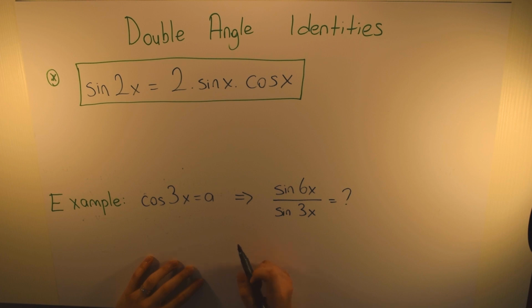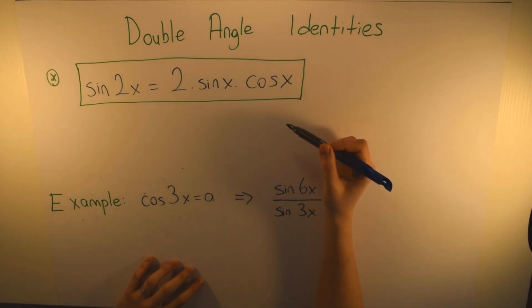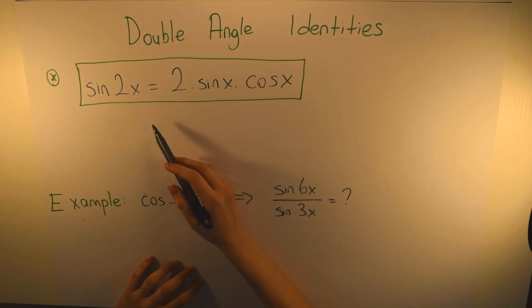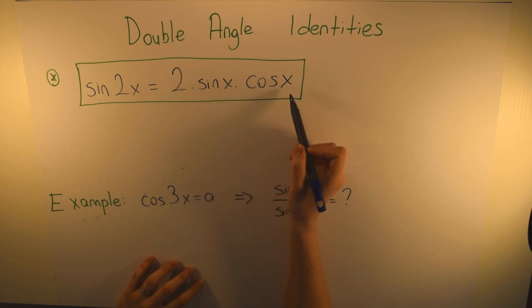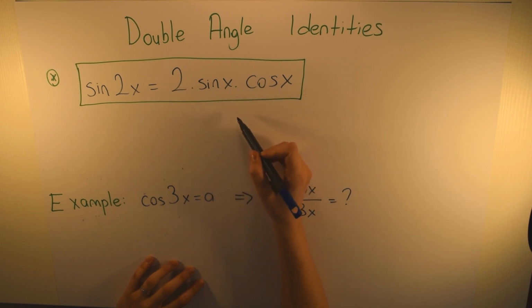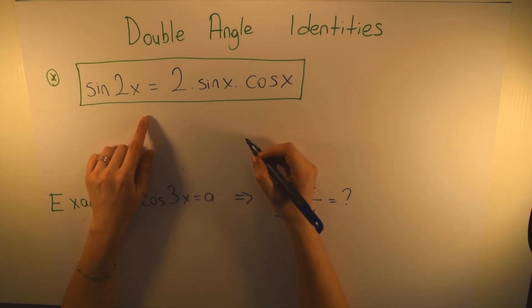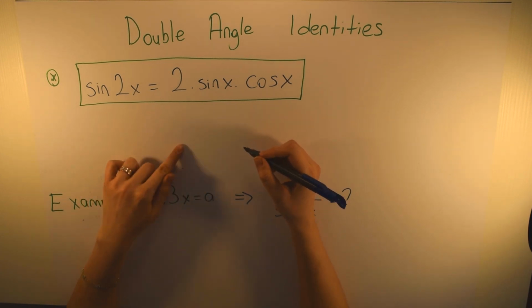Let's continue with another important topic, which is double angle identities. Here let's start with the first one. It is sine 2x is equal to 2 times sine x times cosine x. So we will use this one a lot. This formula actually comes from the sum formula for sine.